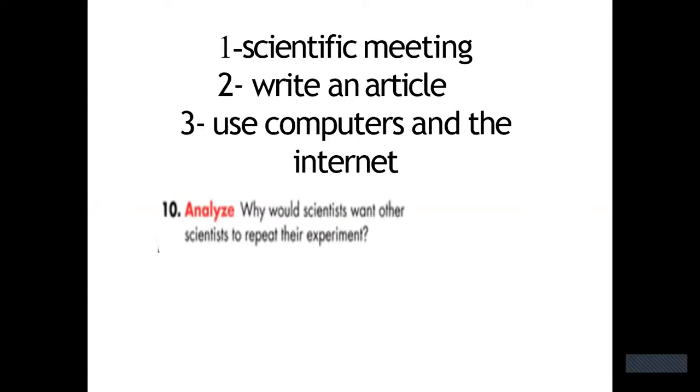Now, question number 10. Analyze: why would scientists want other scientists to repeat their experiments? The answer is excellent. They could compare their results with the results other scientists get. So they want to compare their experiments with each other. Now summarize. Name 4 ways scientists keep records. Who can tell me what the 4 ways are? Okay: write, draw, make charts, and make graphs.